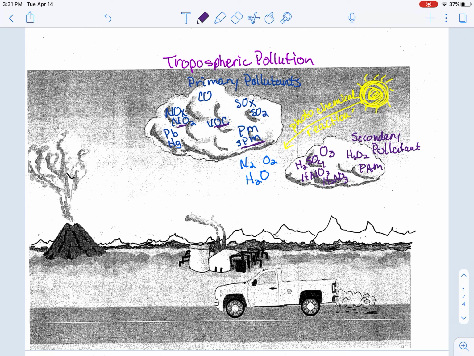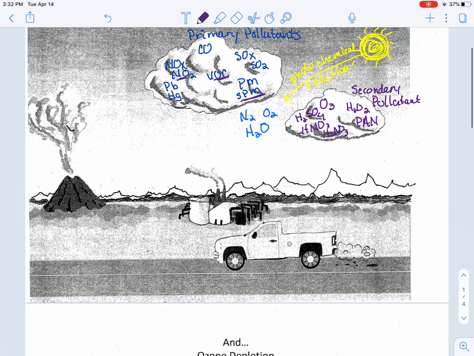And PANS stands, oops, sorry about that. Let's go ahead and take that off. We have PANS. And I'm going to come down here and draw that out for you. So a PAN, because I didn't have this in the notes, is peroxyacyl nitrates. I never say it right. I need someone to teach me how to do that.